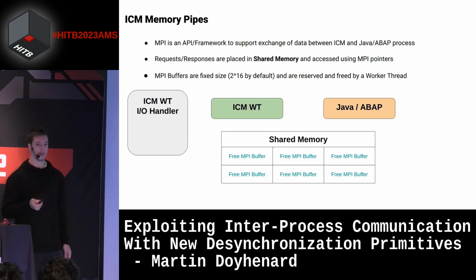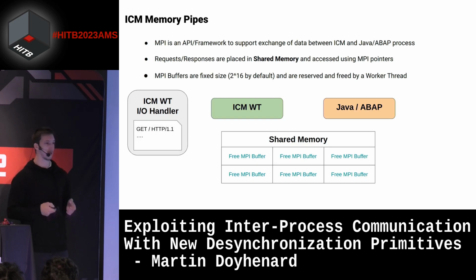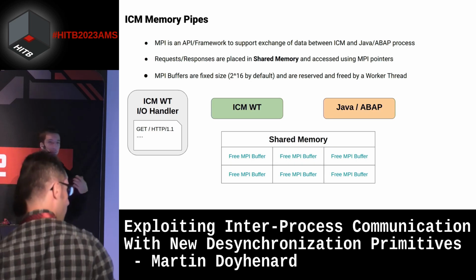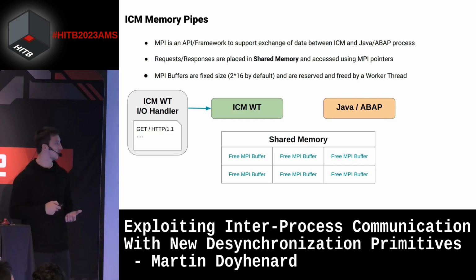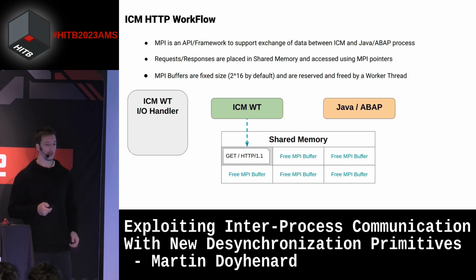When a request arrives to the ICM, it will reach the socket, which is the TCP socket created for this connection. It is called the input-output handler in SAP. And when the worker thread is ready to process a new request, it will read from this socket. It will first reserve a new MPI buffer using the MPI handler. And then it will store the request in this position.